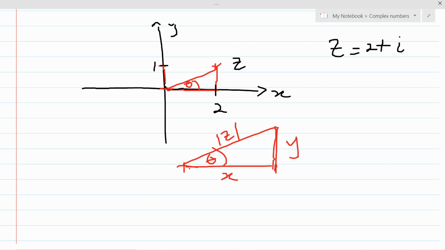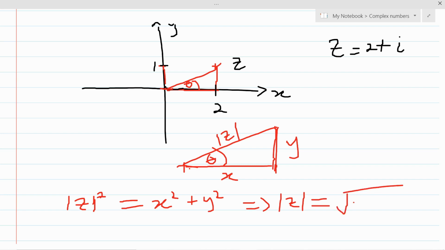So from Pythagoras theorem, the length of our complex number z, that is the absolute value of z squared, is equal to x squared plus y squared. Then this implies that the length of the complex number is actually equal to the square root of x squared plus y squared, where x and y are this side and this side.